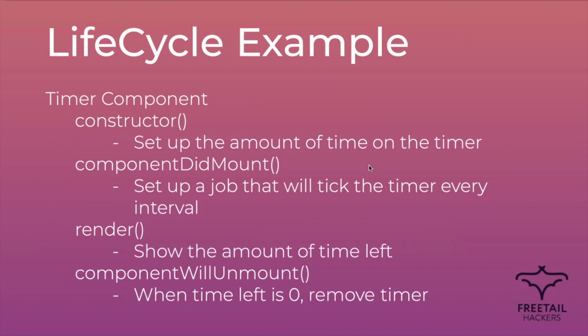Every time my state changes, that's going to trigger the render method to be called. And in my render method, I'm going to return maybe a text label that shows the amount of time that's left. So every time my state changes, because of the timer being ticked down, I'm going to recall render. And then finally, componentWillUnmount. If, let's say, the time finally runs out and I want to remove the timer, I would call componentWillUnmount.